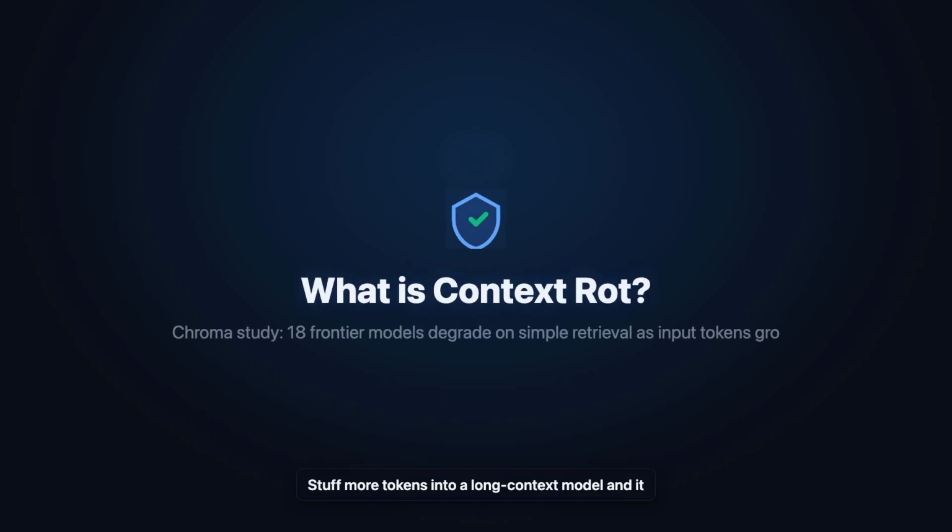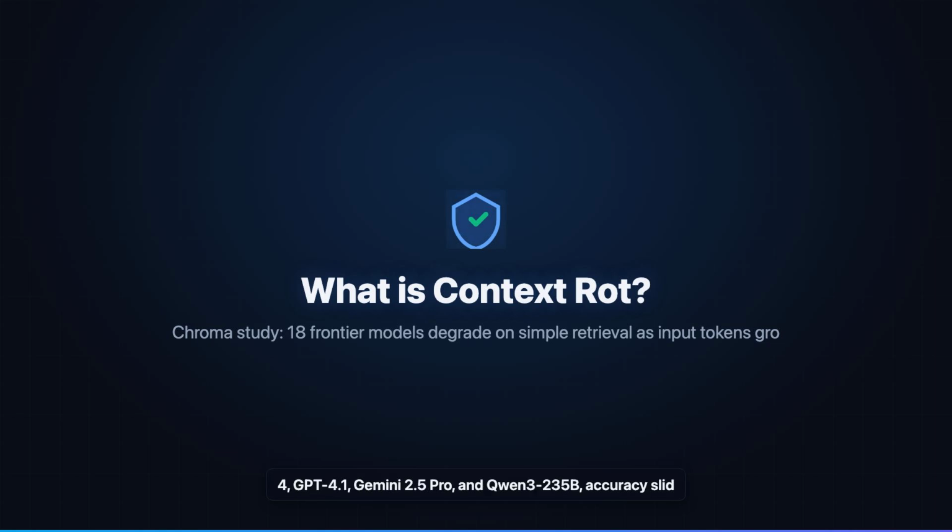Stuff more tokens into a long context model, and it should just keep up, right? Chroma's July 2025 study says no. Across 18 frontier models, including Claude Opus 4, GPT 4.1, Gemini 2.5 Pro, and Qwen 3-235B, accuracy slid as inputs grew, even on a trivial needle-in-a-haystack lookup.